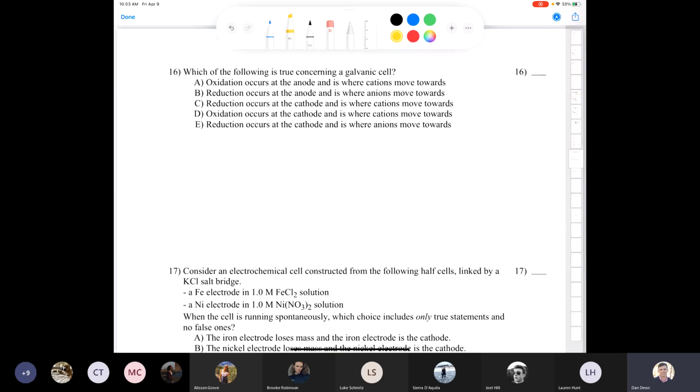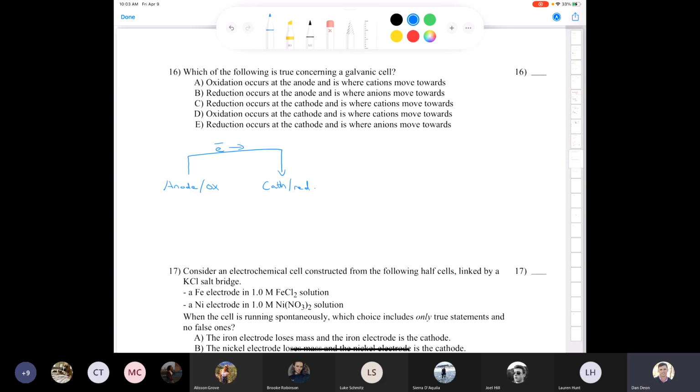Number 16. Now we're into electrochemistry. Which of the following is true concerning a galvanic cell? If we have a galvanic cell, we have an anode on the left-hand side. This is where oxidation occurs. And then we have electrons that are going to flow in this direction towards the cathode, which is where reduction is going to occur.